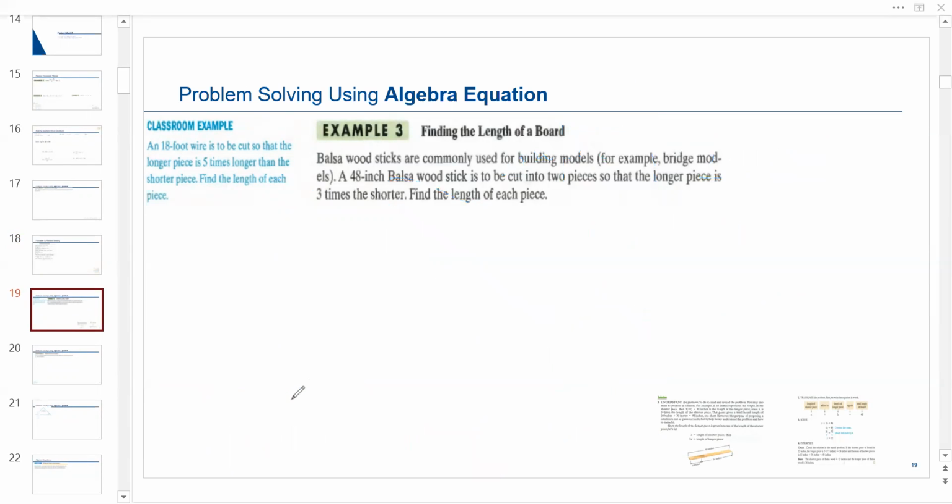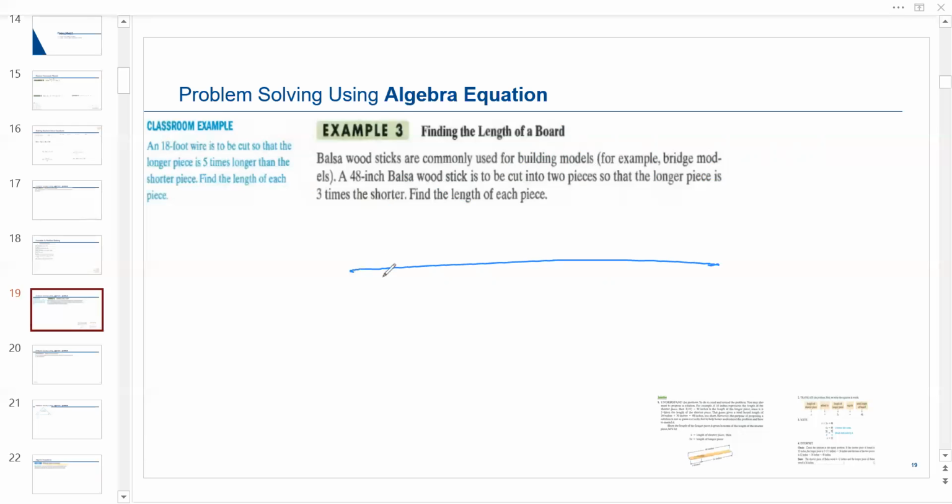All right, something like this one. Quickly, this one, we'll just take 2 more minutes maybe. Find the length of a board. A wood stick is commonly used for building models. For example, a 48-inch wood stick is cut into 2 pieces.